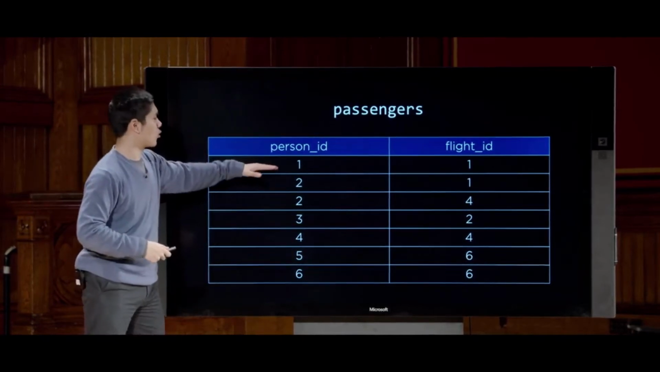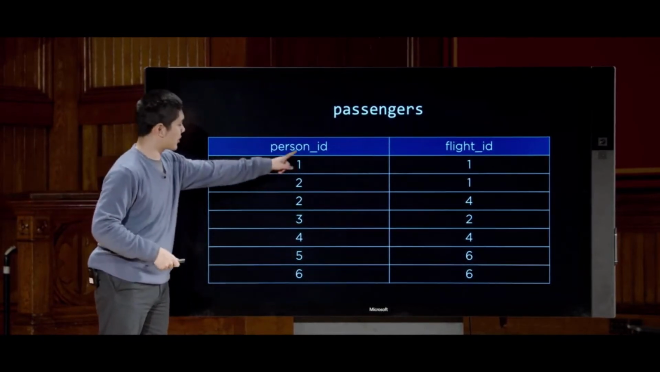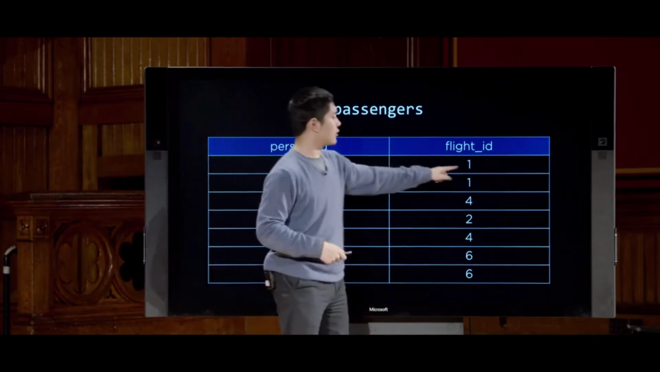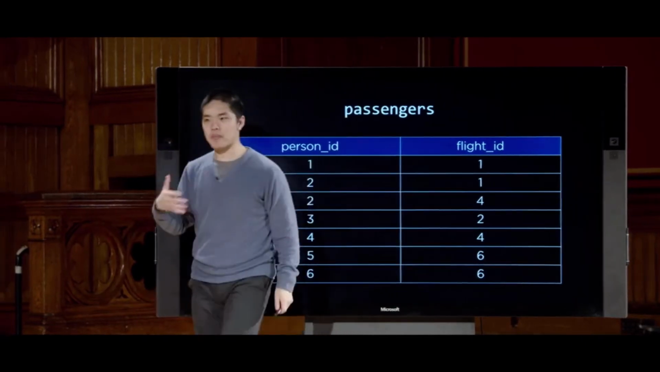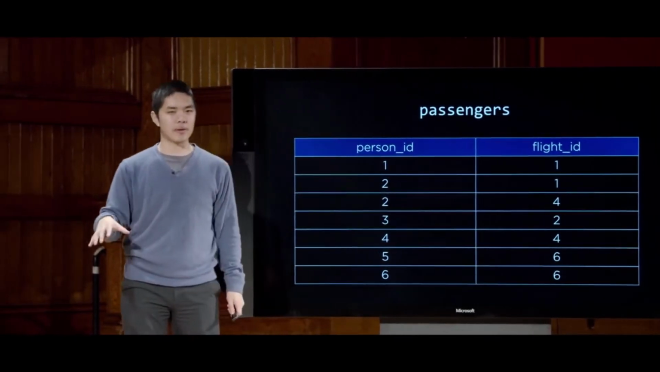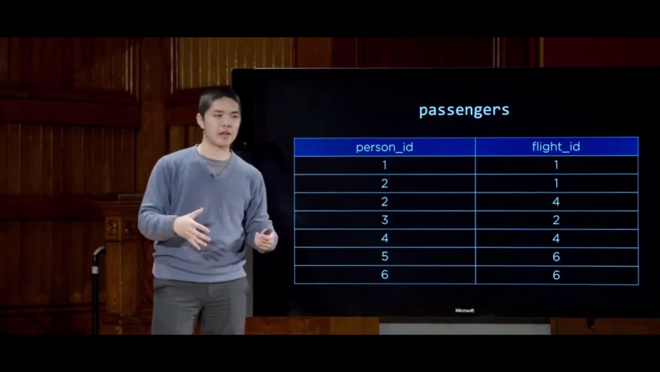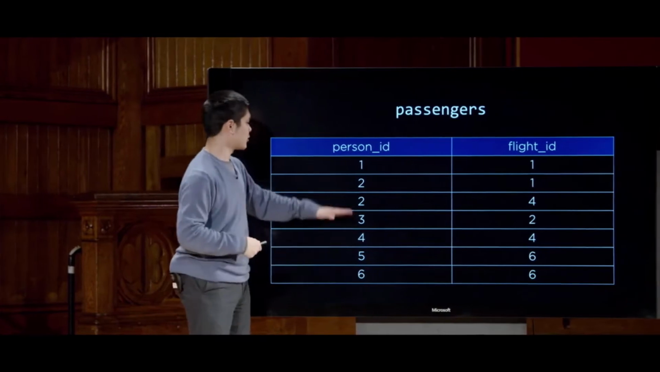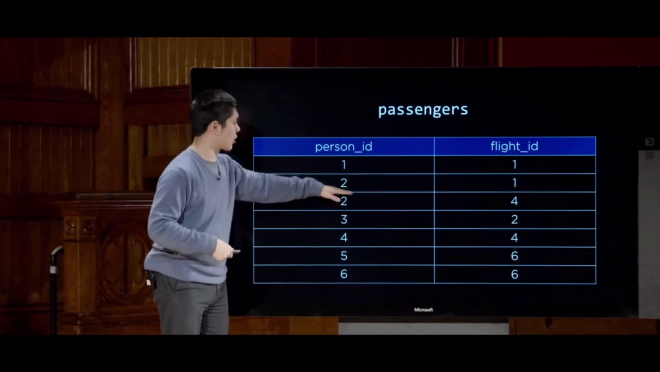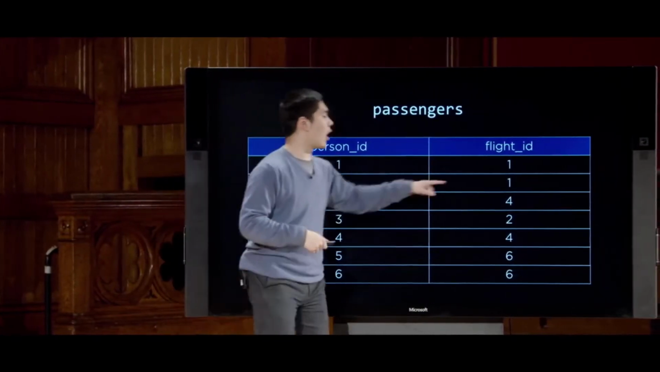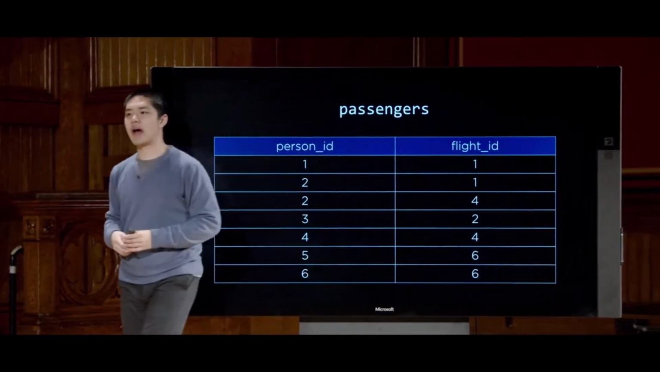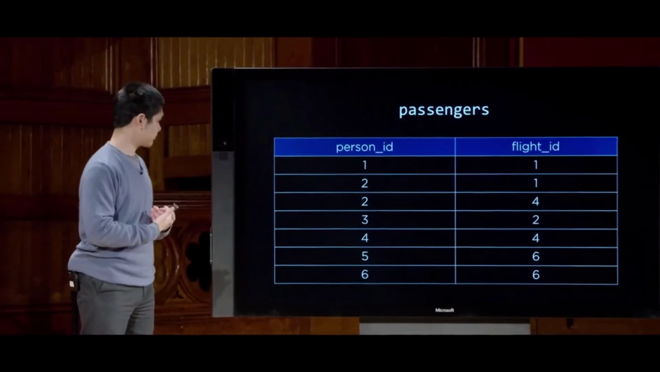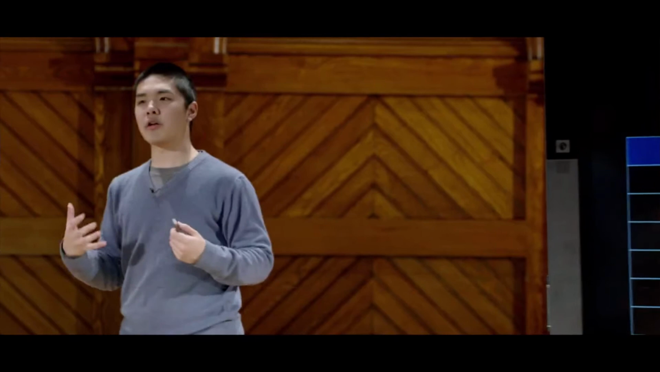That this row here, 1 and 1, means the person with an ID of 1 is on flight number 1. And I could look up that person inside of the people table, look up that flight inside of the flights table, and figure out who the person is and what flight they're on. And down here, 2 and 4 means whoever the person with an ID of 2 is on whichever flight happens to have an ID of 4. And so this now has allowed us to represent the types of relationships we want.